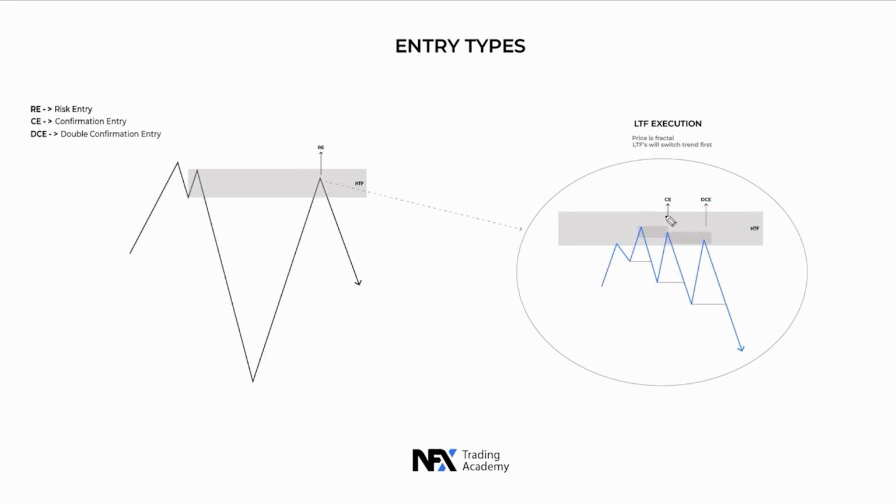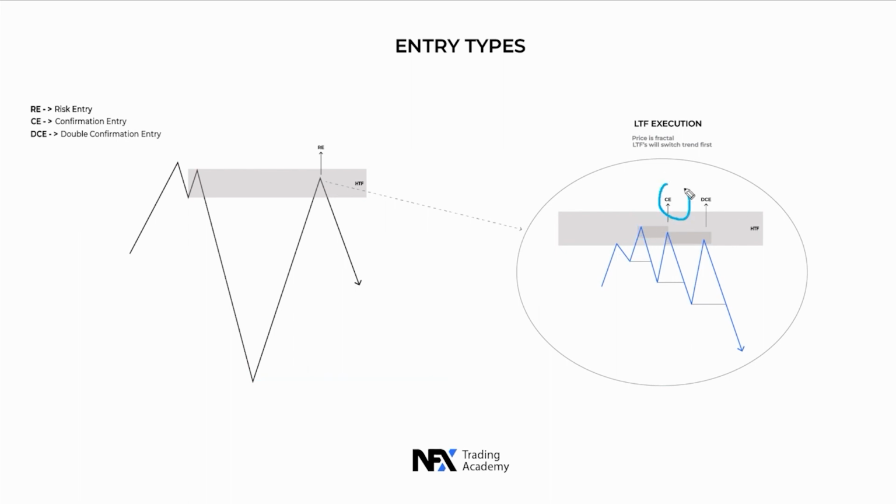So the confirmation entry usually means that after the change of character, you form a valid, in this case, supply zone with a valid POI, and when price comes back in, you can take the entry here, covering the high here and targeting whatever risk reward there is in your plan. Either a 1 to 5 or you can potentially target a higher time frame structure in order to have a big swing trade using a smaller stop loss.